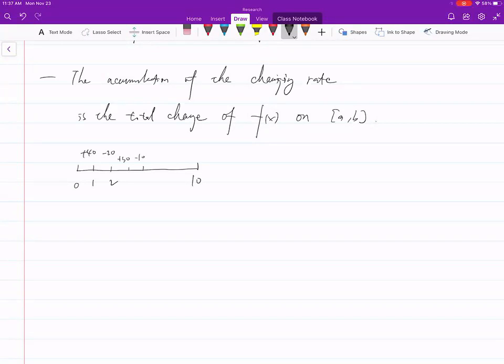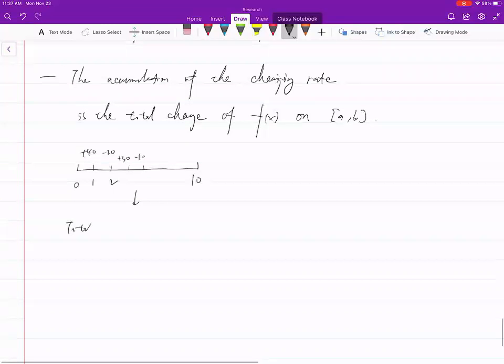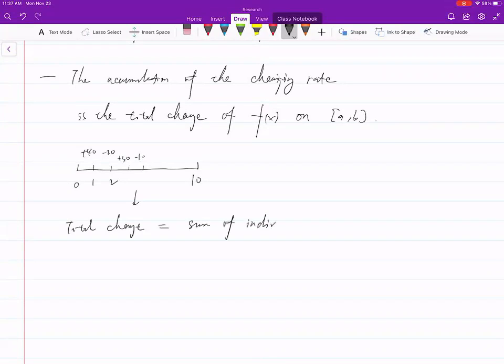Good so far? So now what I'm going to ask you is, how much did you win or lose in the past 10 hours? What do you do? You basically just sum them together, right? My total change from 0 to 10 is my change from 0 to 1 plus my change from 1 to 2 plus my change from 2 to 3, 3 to 4, 4 to 5, and so on. So my total change equals the sum of individual changes.